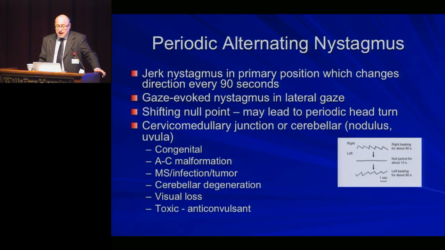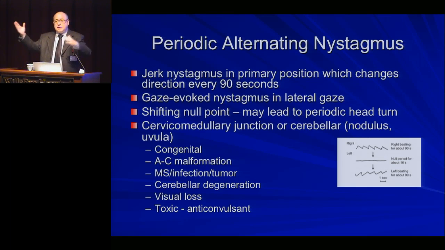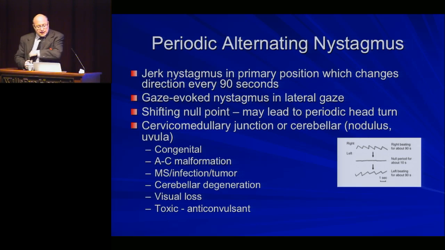Periodic alternating nystagmus refers to, in primary position, a jerk nystagmus that goes one direction, slows down, stops, and then goes in the other direction, usually every 90 seconds. In lateral gaze, it beats to the side of the gaze. So in right gaze, you get a right beating nystagmus.